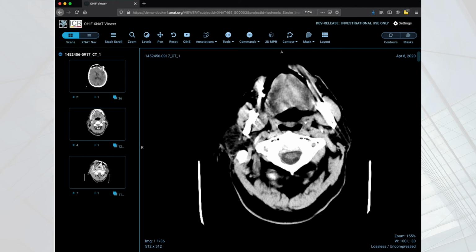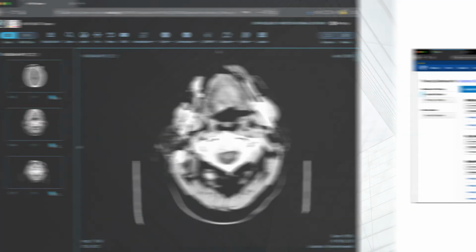But this brings up a really good point. If the common data elements had been used by the AI algorithms and during the reporting process, the images would already be annotated. This would dramatically increase our ability to improve AI algorithms.